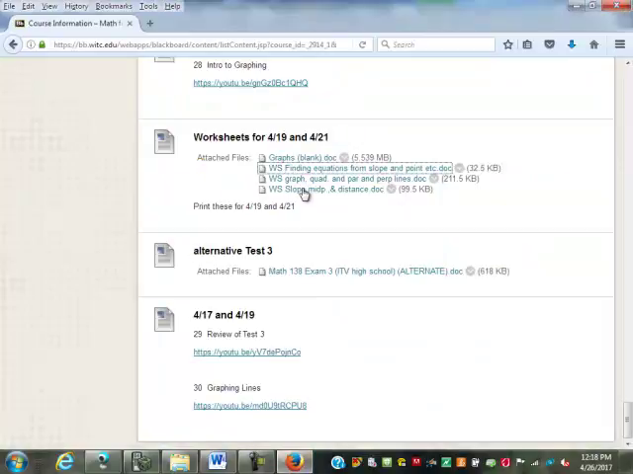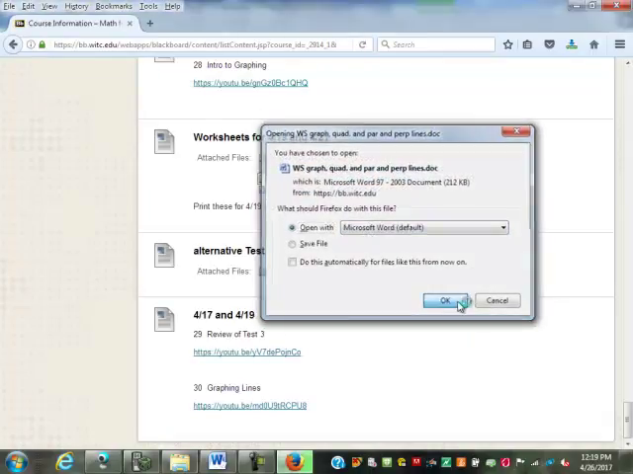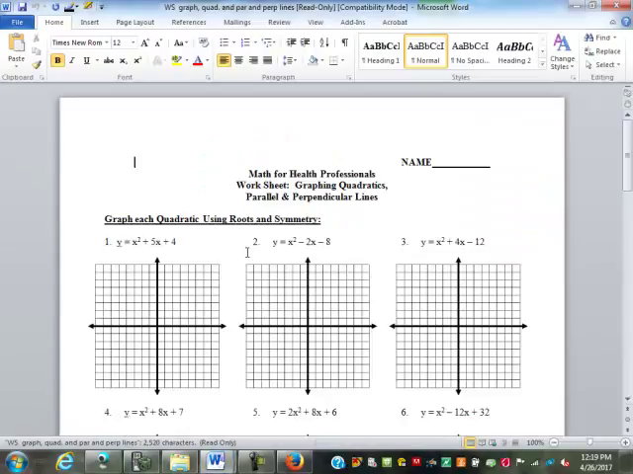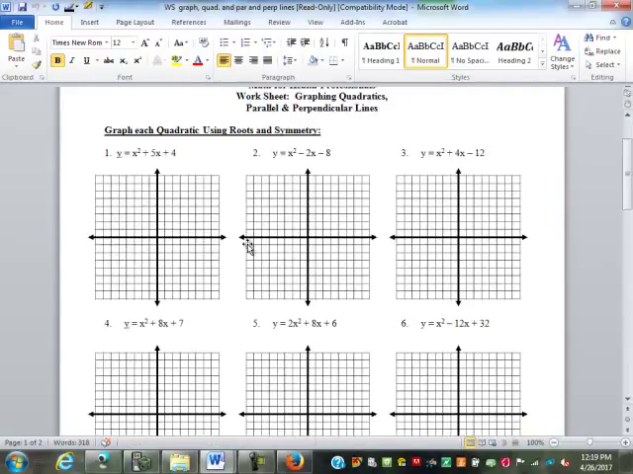And then this last one here, it's the middle one here actually, worksheet, graph quadratics, parallel and perpendicular. The parallel and perpendicular part is what we're going to do on Friday, but you can see there are 6 here that are quadratic equations. So you can find the roots to plot those points and draw the parabola. Or if you don't want to do that, since we got kind of cut short on time of looking at that, you can just make a table, pick values for x, and plot them on there. But I would recommend you do at least the first 3 to make sure you understand how to graph those, how to plot those.